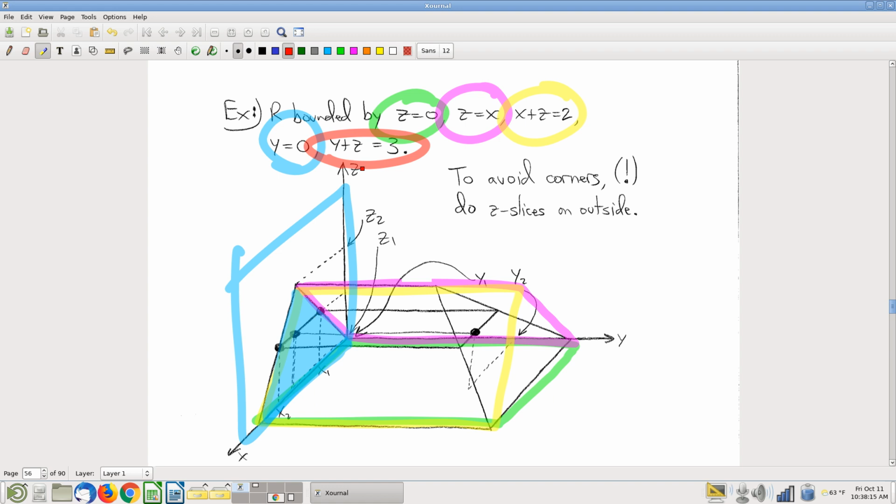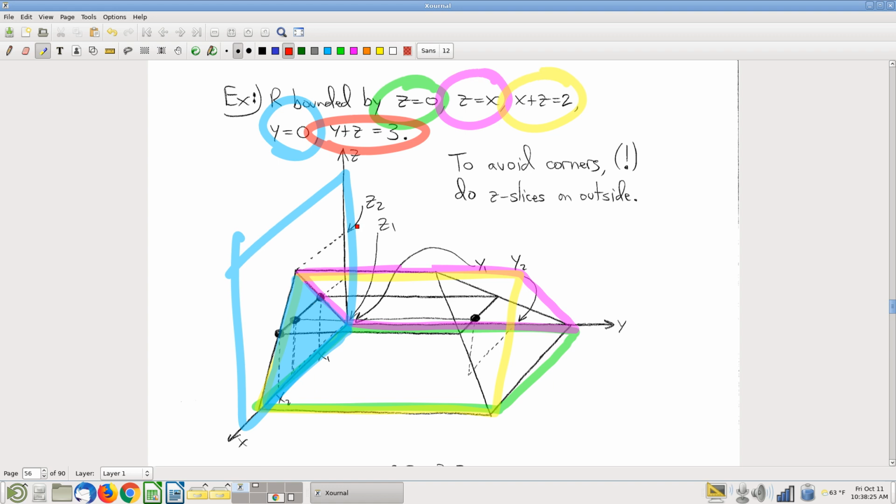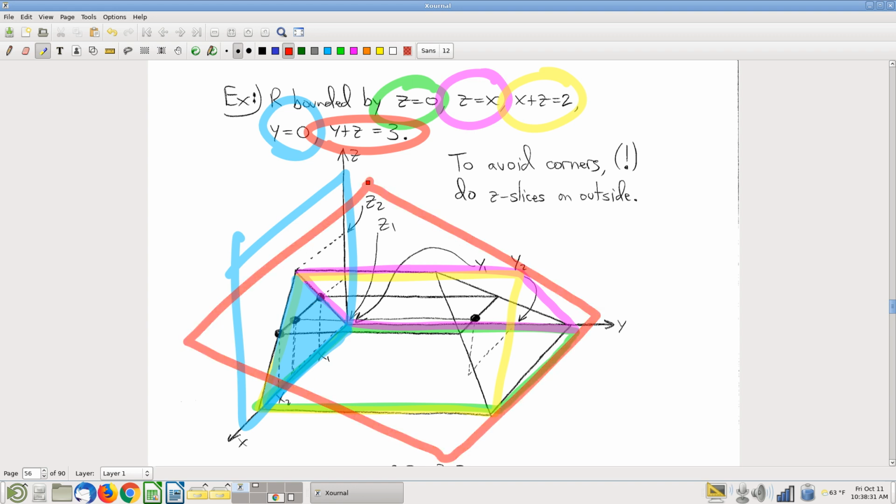Okay, so let me see if I can do this decently. Slicing through at an angle parallel to the x-axis like that is going to make a diagonal cut on our prism, kind of like that.